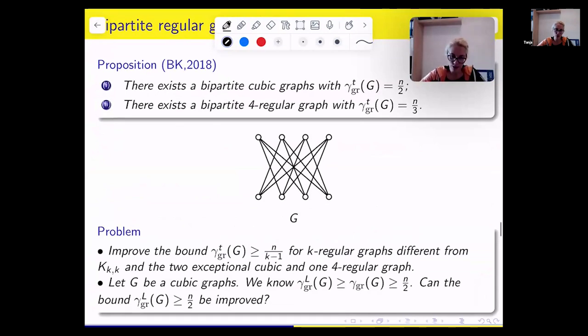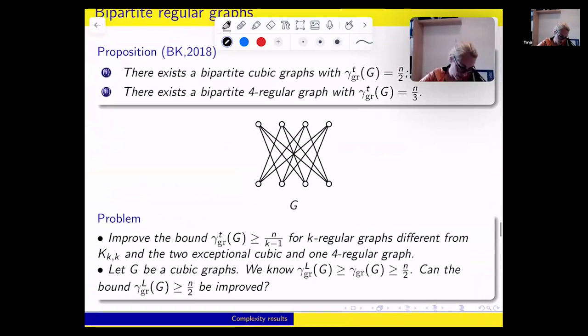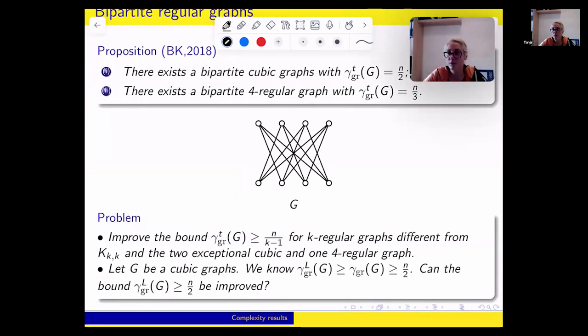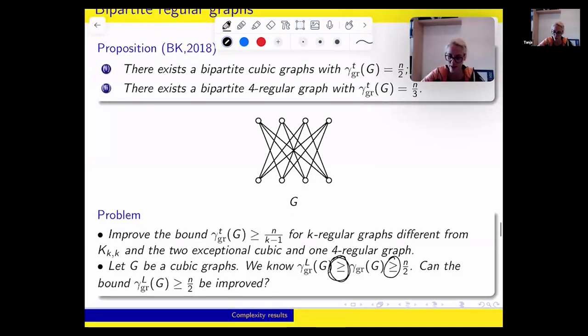My next question is, can we improve the bound that directly follows for the L-Grundy domination number in cubic graphs? So directly from this inequality and the inequality that the Grundy domination number is at least 1/2 of the order, we get that the L-Grundy domination number is at least 1/2 of the order in cubic graphs. So my question is, can this bound be improved?